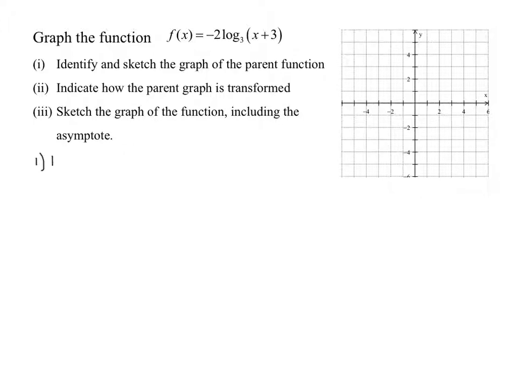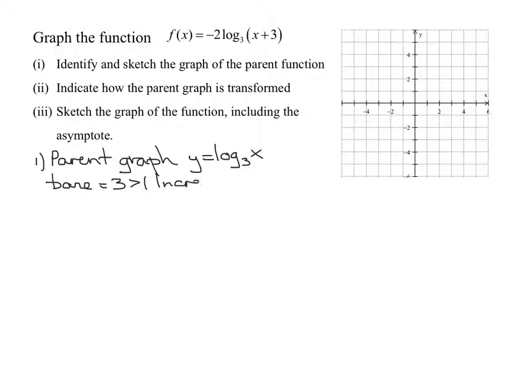So my parent graph, excuse the bad handwriting, is y equals log to the base 3 of x. As the base, that is 3, is bigger than 1, it is going to be an increasing parent graph. And we need a couple of exact points on there.